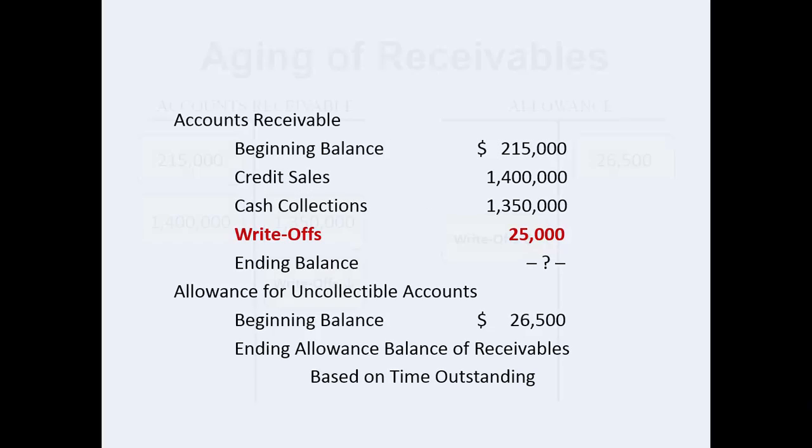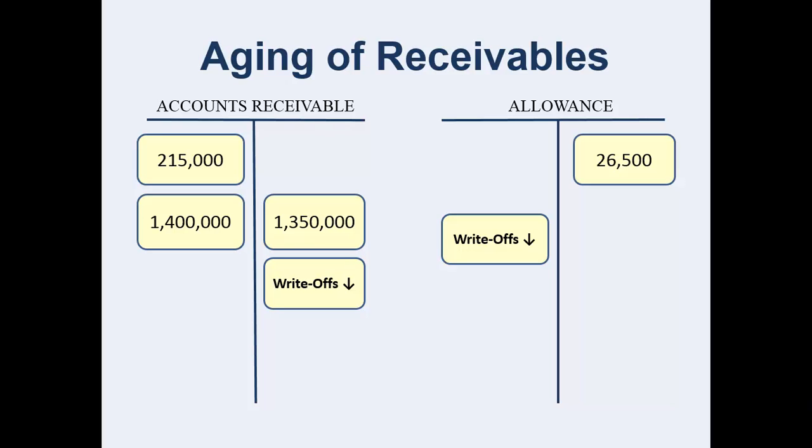And write-offs. Write-offs are done with a debit to the allowance account and a credit to the accounts receivable, not bad debt expense. This is using the allowance method. This is what this allowance account was created for.